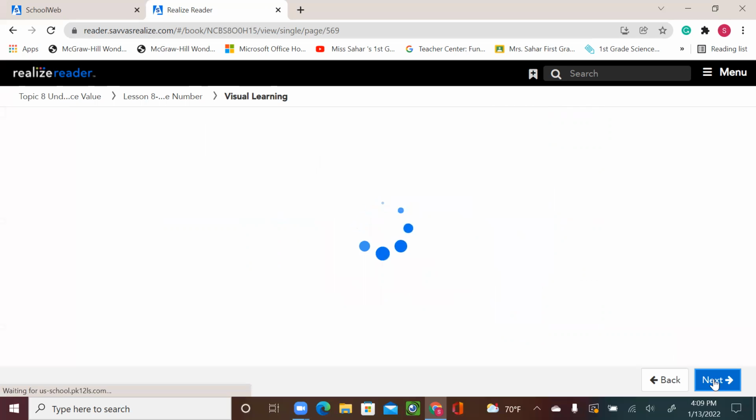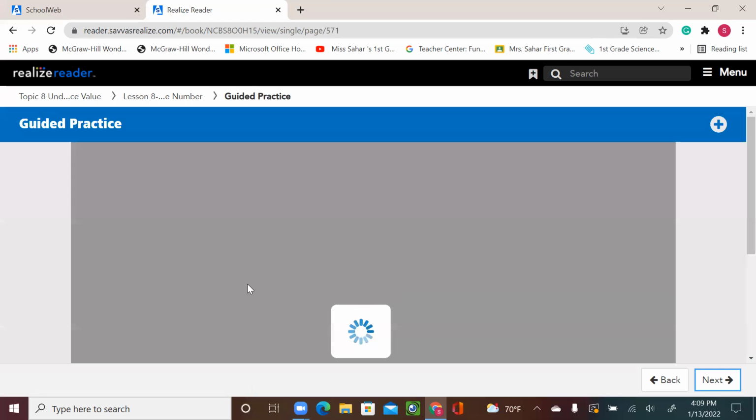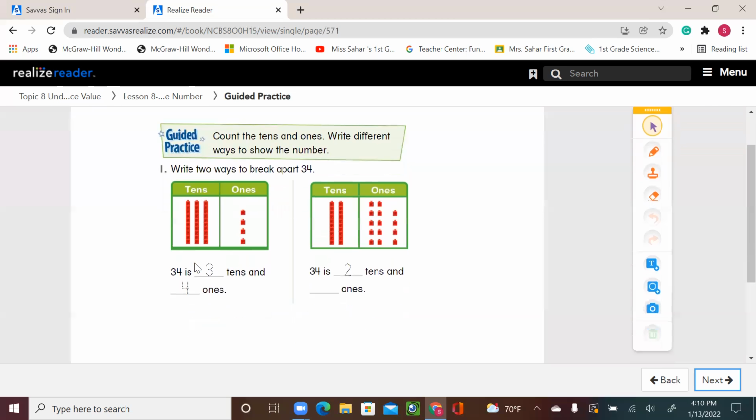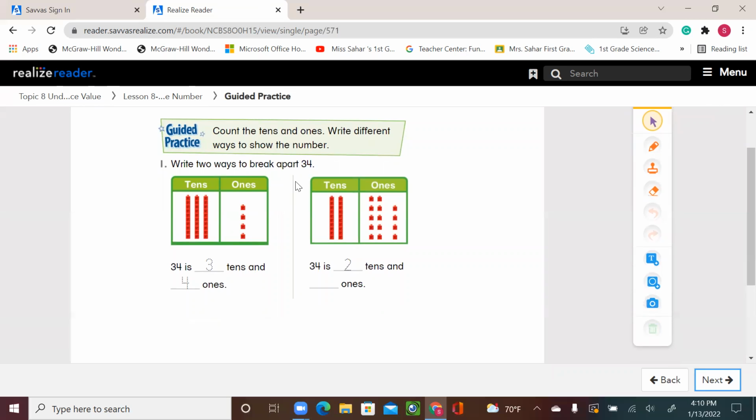All right, let's see our guided practice. Count the tens and ones, write different ways to show the number. Write 2 ways to break apart 34. So we have 34, we have 3 tens and 4 ones. This is what we covered in the previous lesson. This lesson, we're going to do something different.